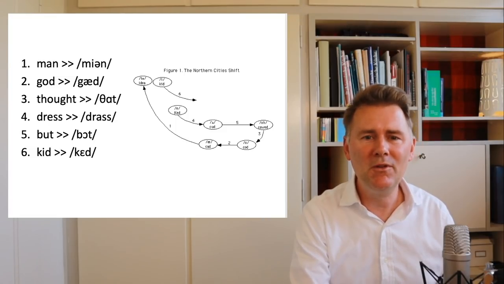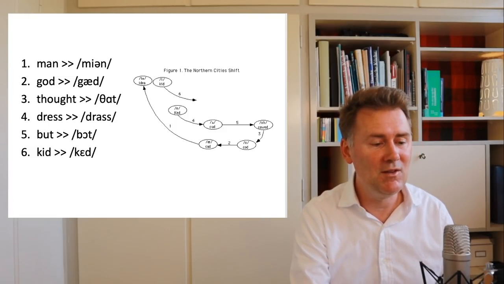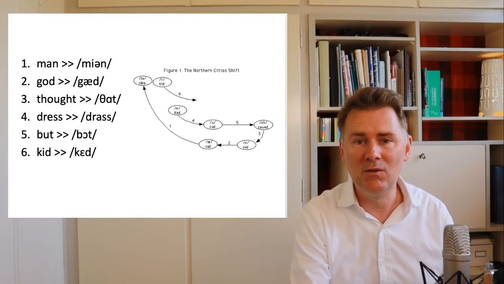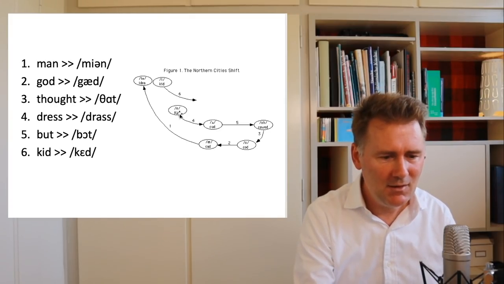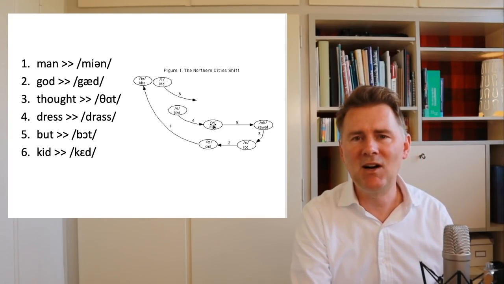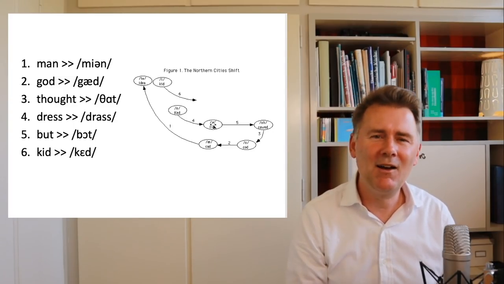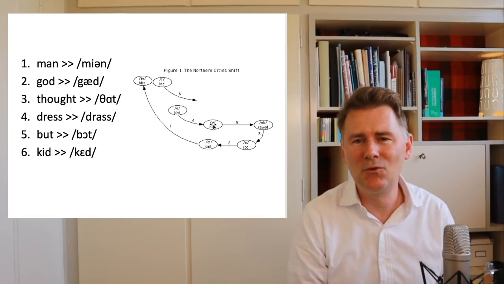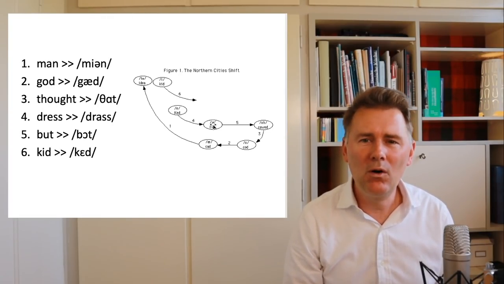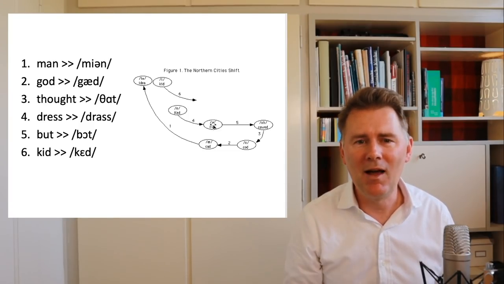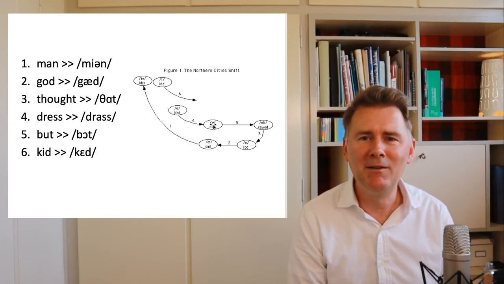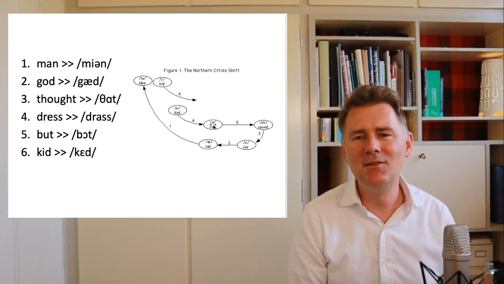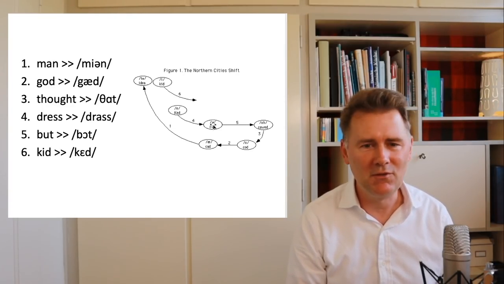Let's move on to the next sound shift, which concerns the word dress and similar words. So the vowel in dress is centered. That is this shift here. So it sounds more like dress. You may have heard this in the word yes, for example, when people say yes. Or you may have seen that written out as Y-A-double-S, for example, on Facebook or Instagram or wherever you spend too much time online. That is an effect of the northern cities shift.